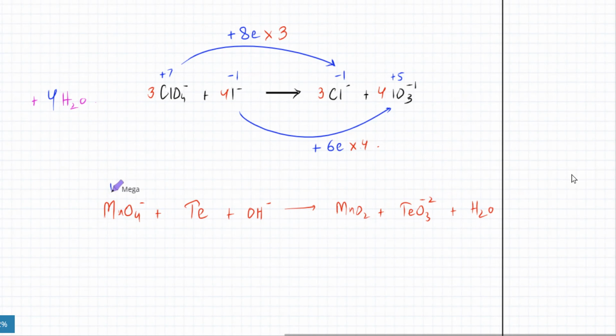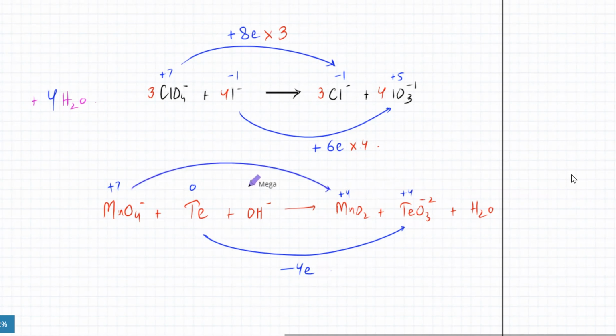D is obviously 0. O is -2, H is +1. So this is 4. This is 4. So who's oxidized? D is the one going from 0 to +4. So that means it lost 4 electrons, right? And Mn goes from +7 to +4. So that is a gain of 3 electrons, right?